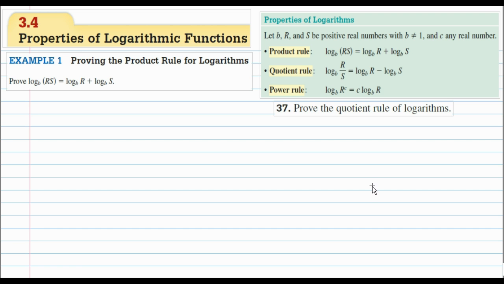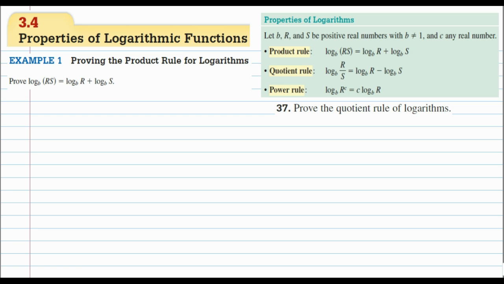Now, just a little tip to help you remember how the product rule, quotient rule, and power rule convert from one side of the equal sign to the other. You are always converting one log into two logs, or if you're going backwards, two logs into one log, except for the power rule, where you're changing an exponent to a coefficient. So maybe that'll help you in restating those rules.